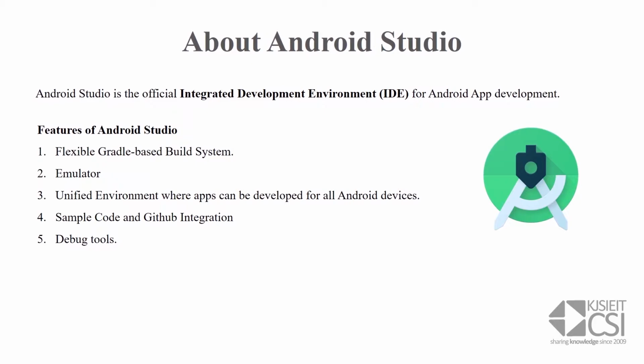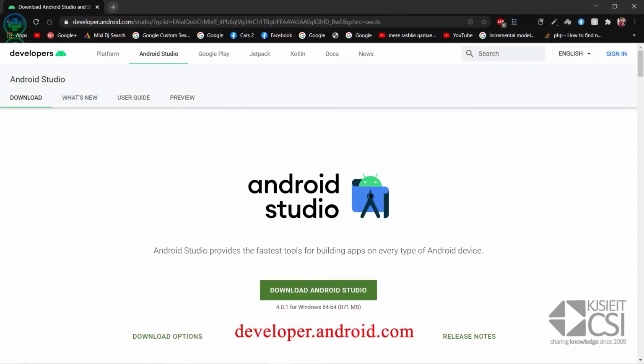Third is a unified environment where apps can be developed for all Android devices. So one can develop an app for all Android devices, whether it is a smartphone or a Samsung tablet. Fourth feature is sample code and GitHub integration. There are a lot of resources available on Android that can be used to develop apps, and one can also integrate GitHub to manage version control and many more things. And finally, fifth is the debug tool. We can debug apps and test the functionality of apps in Android Studio. Android Studio is an open source platform for developing Android apps. You can download Android Studio from its official website, developer.android.com.